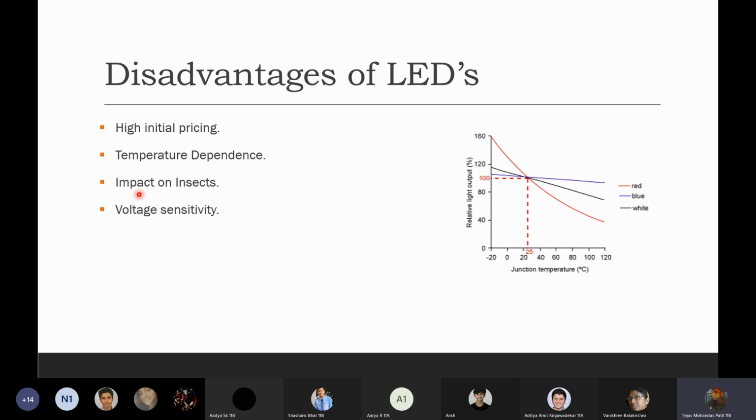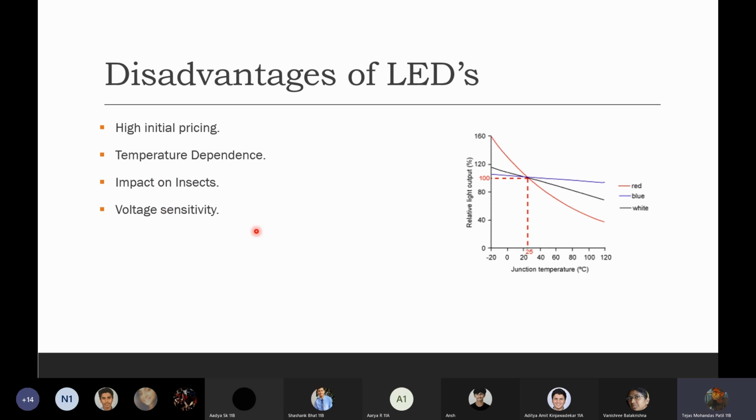And then there is the impact on insects. This is one thing that nobody talks about because they feel it is not a big deal. But actually, when you compare it to a metal halide lamp that I talked about and that we use in stadiums, LEDs are actually very harmful for insects. The insects are so much attracted to LEDs that some food webs are itself getting destroyed because of LEDs. It's a point of major concern, but it is not given the concern it actually needs. So that can be considered as one disadvantage.